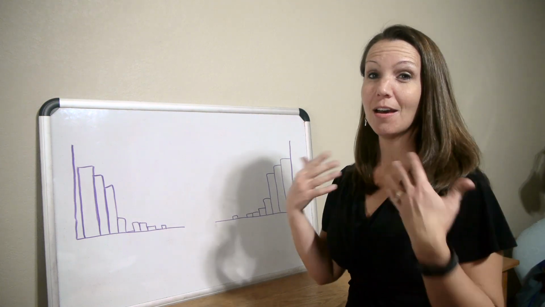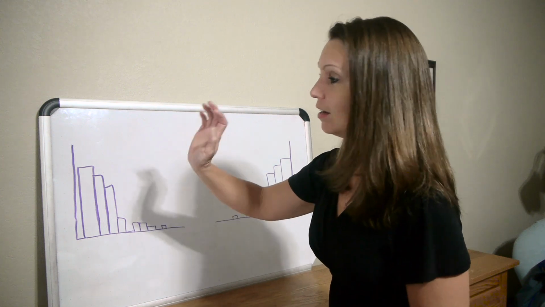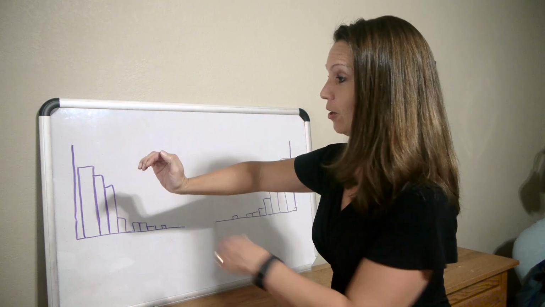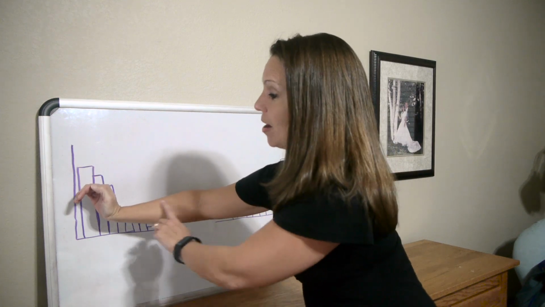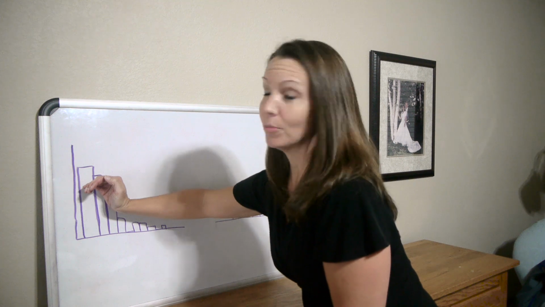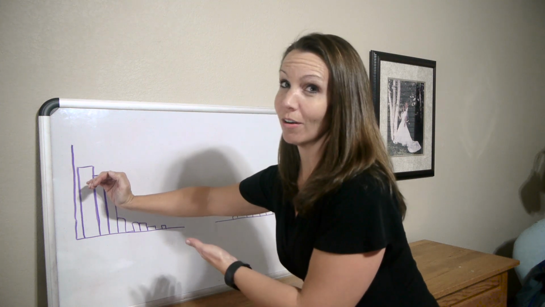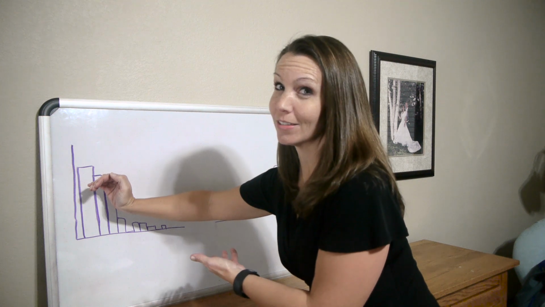I try to make my arm look like the histogram. So for this one here, I would take my hand like I'm going to cup it, make here where the big tall part of the histogram is, and my arm is going to be the long tail of the histogram. So once I've made my arm look like the histogram, what arm am I using? Right arm, which means this one is right skewed.